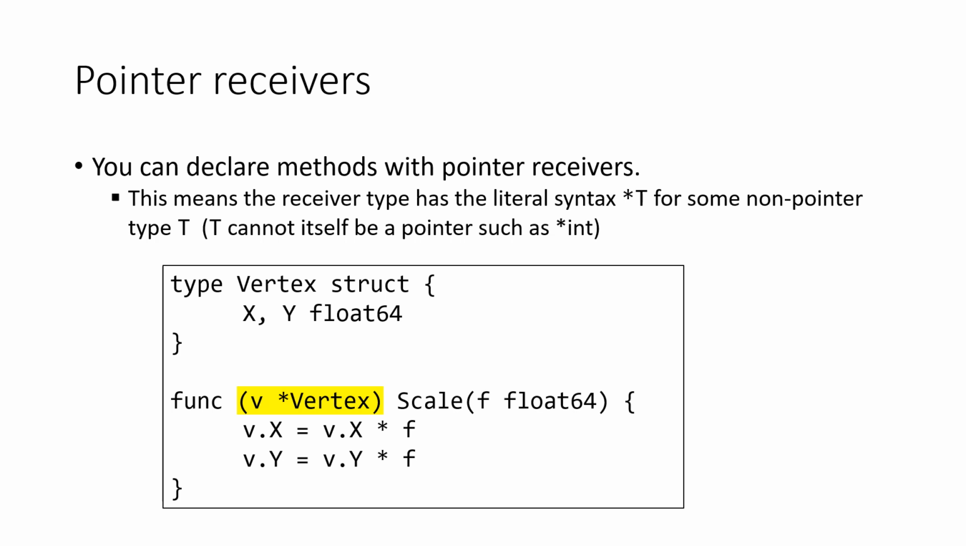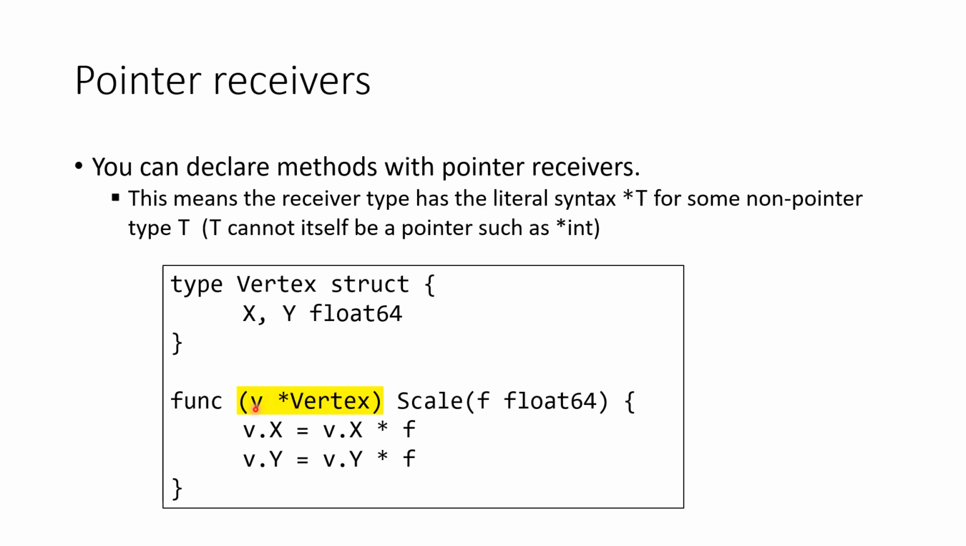You can also declare methods with pointer receivers. This means that the receiver type has the literal syntax *T for some non-pointer type T. That means that the type T itself cannot be a pointer type such as *int, or pointer to int. So for example, given the Vertex struct, the Scale method here is defined on the pointer to Vertex.